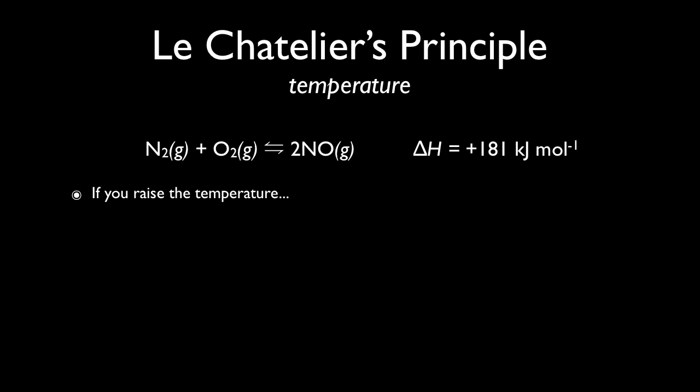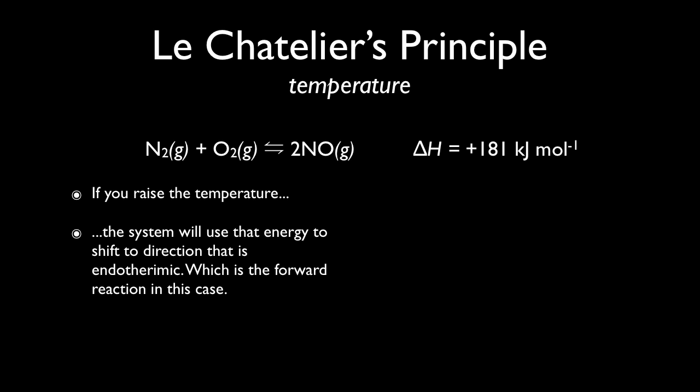If you take a system like this and you raise the temperature, the system will use that extra energy from having a higher temperature to shift in the endothermic direction, which in this case is the forward reaction. And Kc will have a new value. This is different: when you change temperature, you get a different value for Kc.